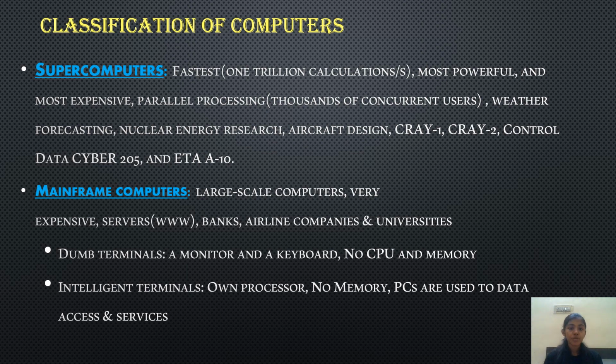Now come to mainframe computers. Mainframe computers are large scale computers. They are very expensive, and the server used is www. They are used in banks, airline companies, and universities. They consist of two terminals, that is dumb terminal and intelligent terminal. Dumb terminals consist of a monitor and a keyboard with no CPU and memory. Now, intelligent terminal consists of its own processor with no memory. PCs are used for data access and services.